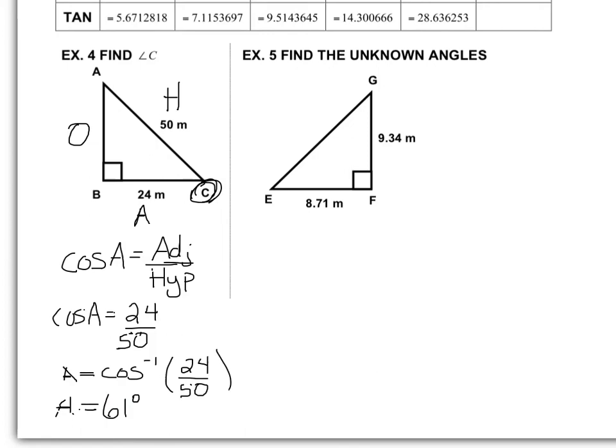And we finish it off. So if we look, we follow through. Cos of A was adjacent over hypotenuse. You put in the adjacent side over the hypotenuse. And if you don't want to go and punch this on your calculator, you can save yourself a step.